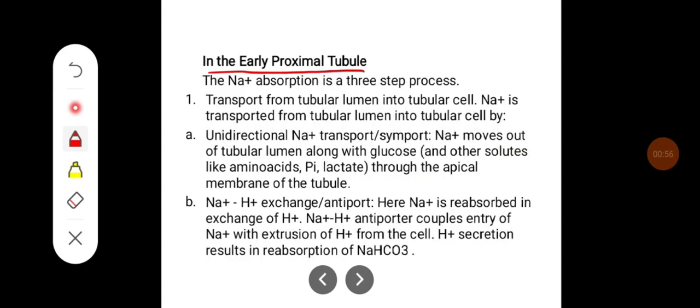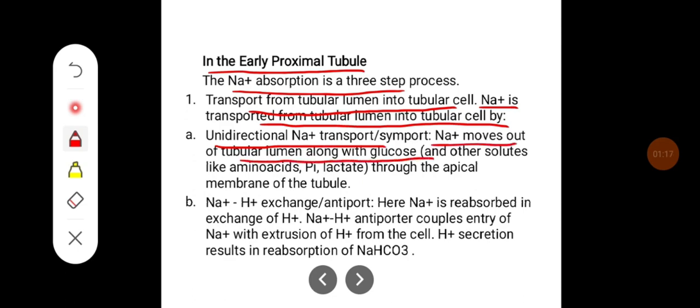In the early proximal tubule, sodium reabsorption is a three-step process. The first step is transport of sodium from the tubular lumen into the tubular cells. Sodium is transported from the tubular lumen into the tubular cell by unidirectional sodium transport, that is symport, where sodium moves out of the tubular lumen along with glucose, and also with other solutes like amino acids, phosphates, lactates through the apical membrane of the tubule.